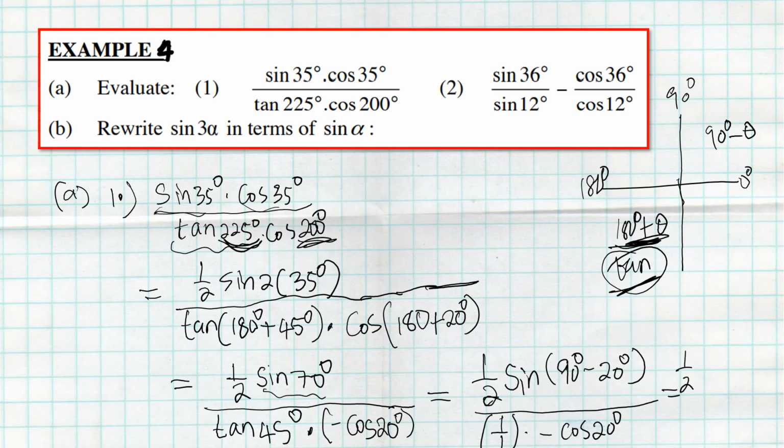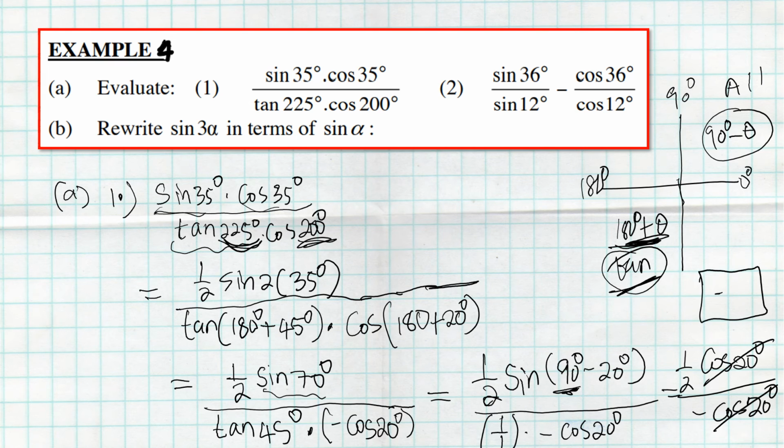We have 1 over 2 sine of 90 minus 20. So 90 is a co-function, co-ratios, all that. They can change. Sine has to change into cos. But look at 90 minus angle: it's where all of them are positive, so our answer will remain positive cos. Then when we reduce it, it's going to be cos 20 degrees. Divided by 1 over 1 times minus cos 20, which is minus cos 20 degrees. So cos 20 cancels with cos 20. 1 over 2 divided by minus 1. Then the final answer will be negative 1 over 2.